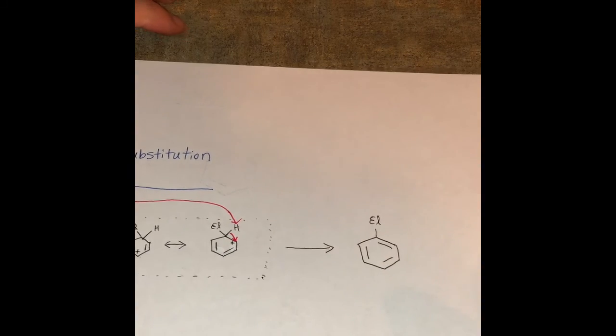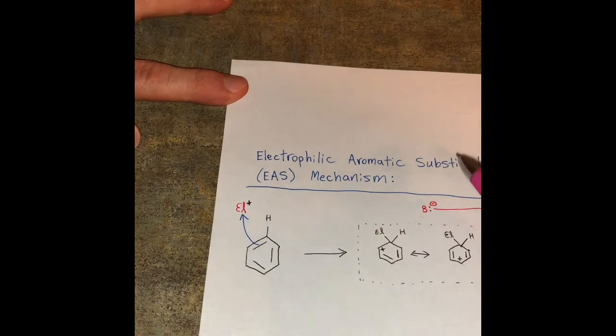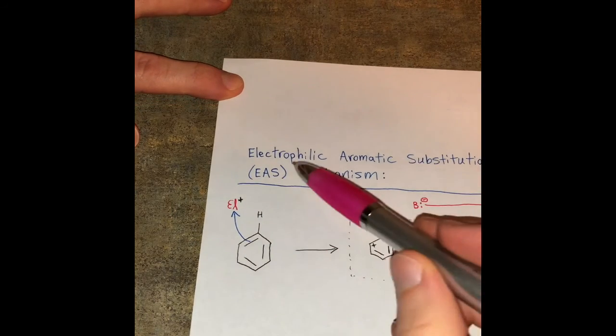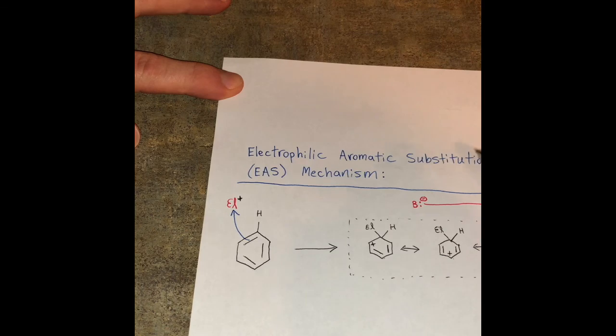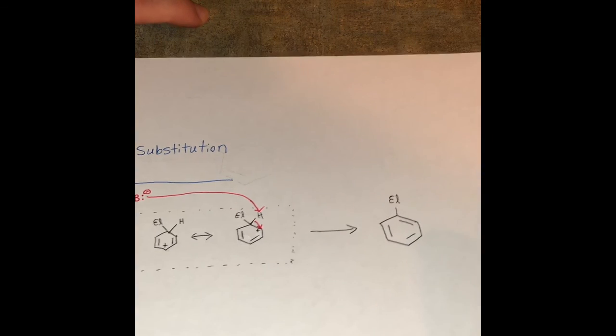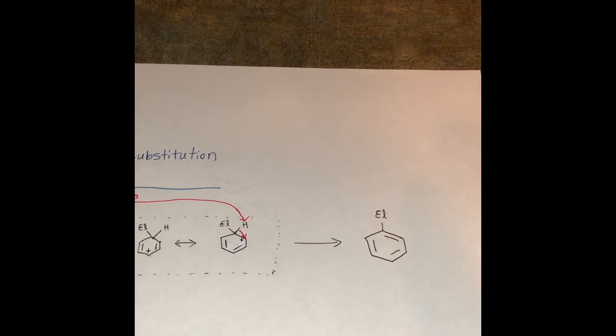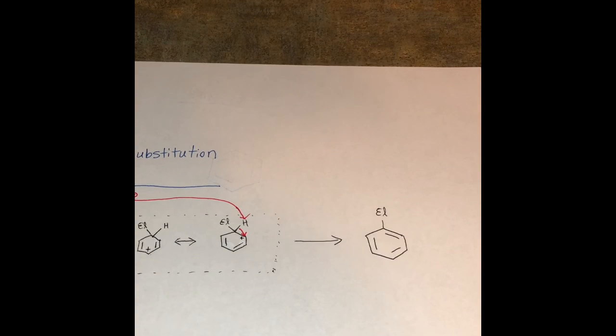So you can see what we've done is we've gone from a benzene and we've substituted, through electrophilic aromatic substitution, this hydrogen for an electrophile. Now we are going to move into some more reactions that use this mechanism, and we'll take a look at those shortly.